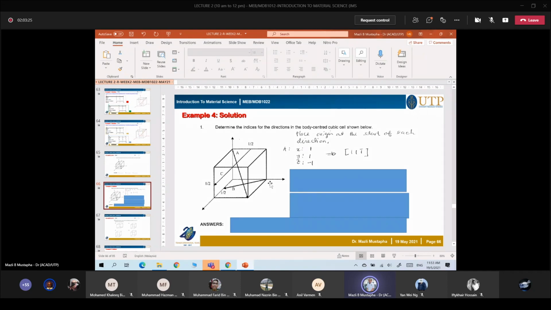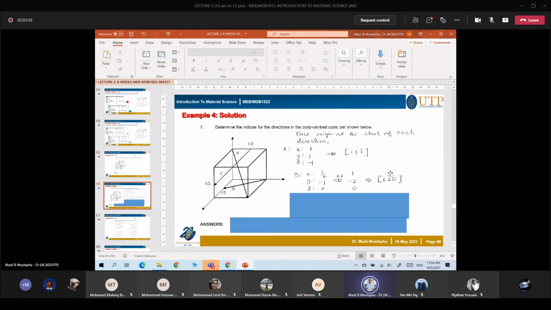For B, in order for us to move to here, we have to move up front with the X direction being half of X, that is half in the positive direction, and then -1 for Y because we have to move to the left-hand side, and then for Z is 0. Okay, and then because there is a fraction here, we need to times by 2. Okay, and then this is our answer.